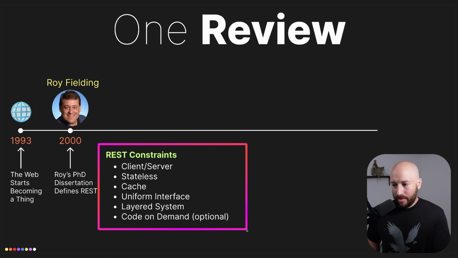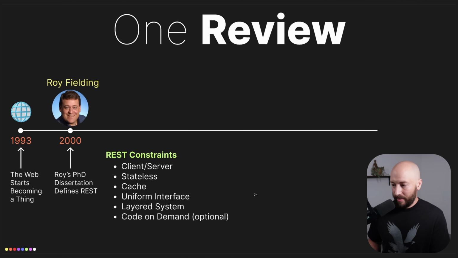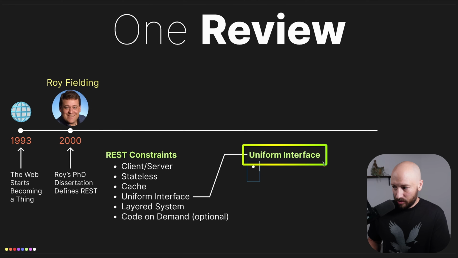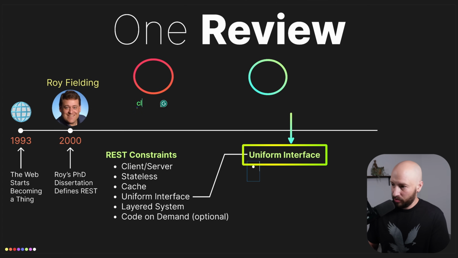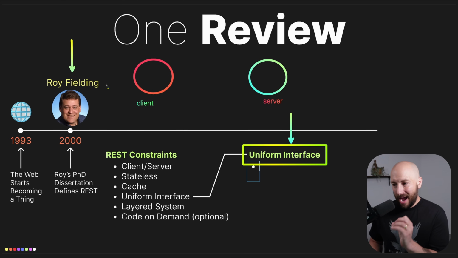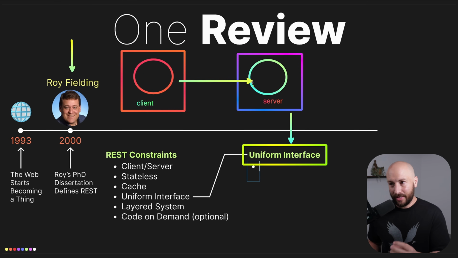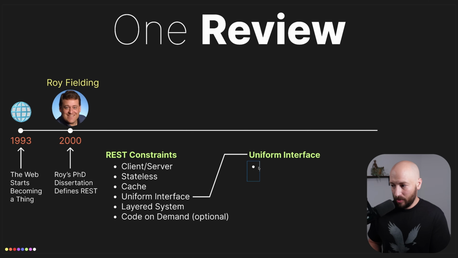Okay, so overall, these are the REST constraints. We talked about all of them other than uniform interface. Uniform interface is a fundamental part in REST in which we have the following. Let's say we have over here the client and the server. Roy's thinking, how can we have the client decoupled as much as possible from the server? How do we make sure that the servers are free to make changes without breaking all their clients? And then he comes up with the following 4 things.